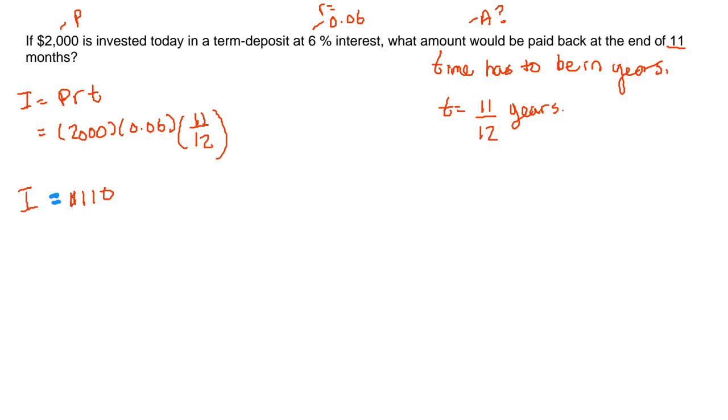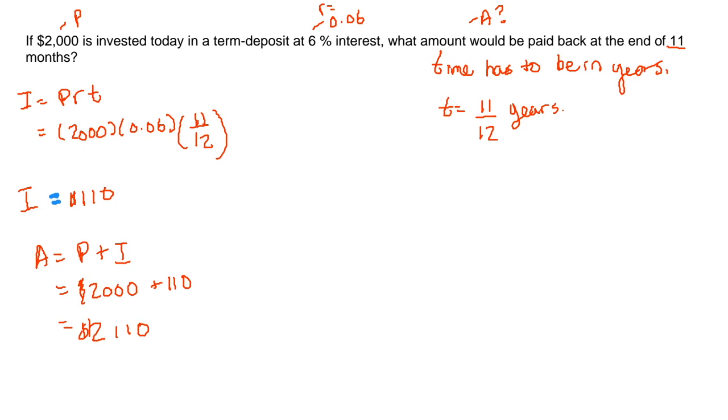But it's asking for the amount to pay back. So remember, our amount is principal plus interest. So the amount of principal was 2,000. I don't really need this bracket here, but that's okay. 2,000 plus 110. So the amount that I pay back is $2,110 at the end of 11 months.